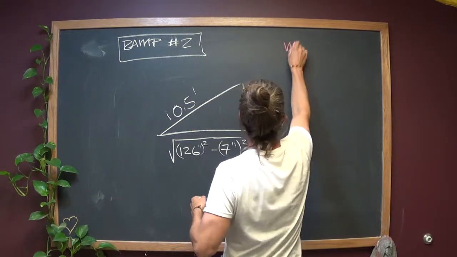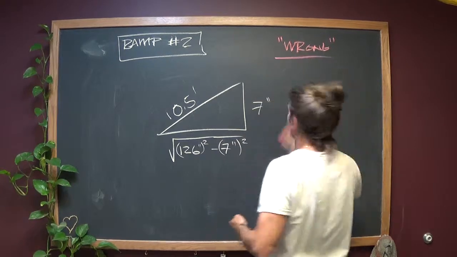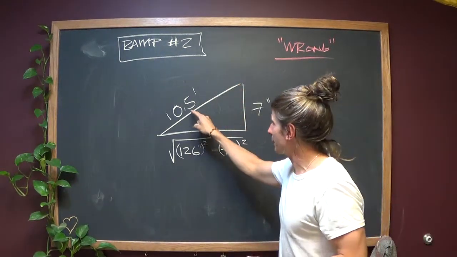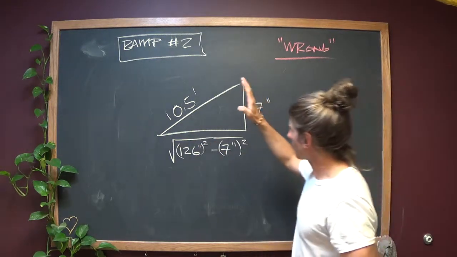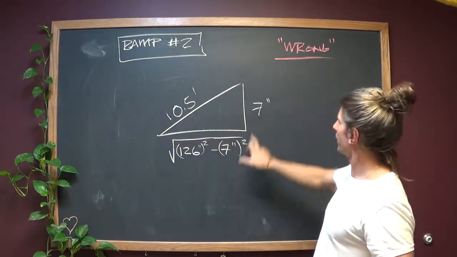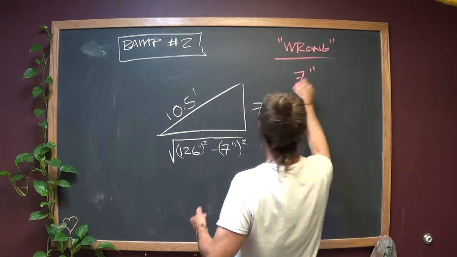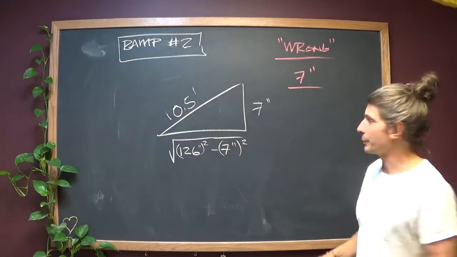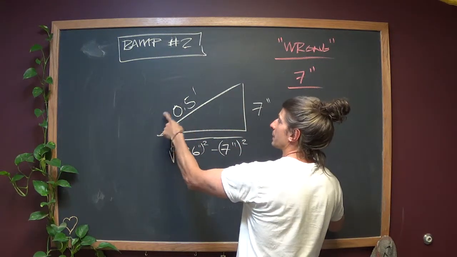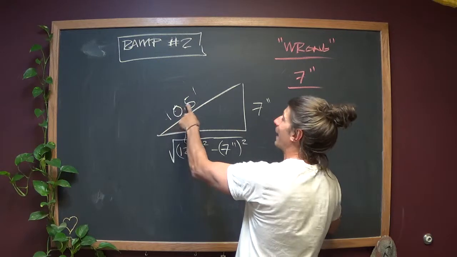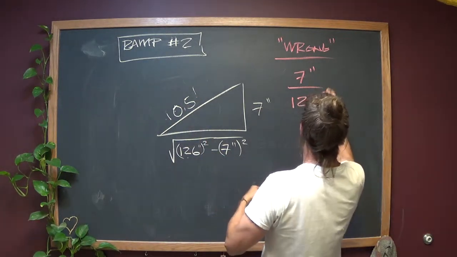The wrong way utilizes the hypotenuse as the run. So you can ignore this calculation for just a second. It calls the hypotenuse the run, and it uses the rise of 7 inches. So your wrong way would just be your 7 inches over the hypotenuse. Now that's 10.5 feet. So changing that to inches would be 10 times 12 is 120, and then a half of a foot is 6 inches, so that's 126 inches.